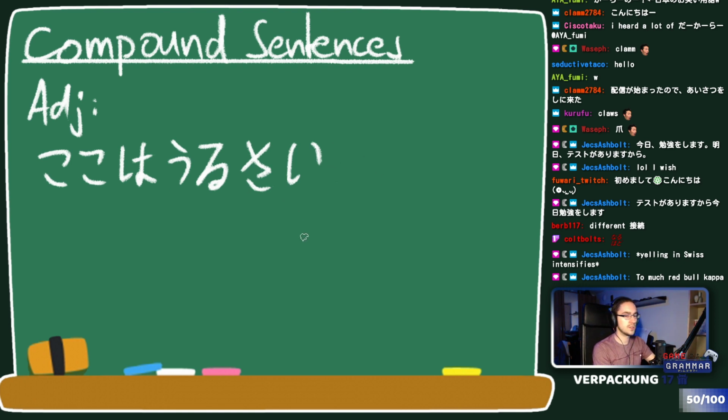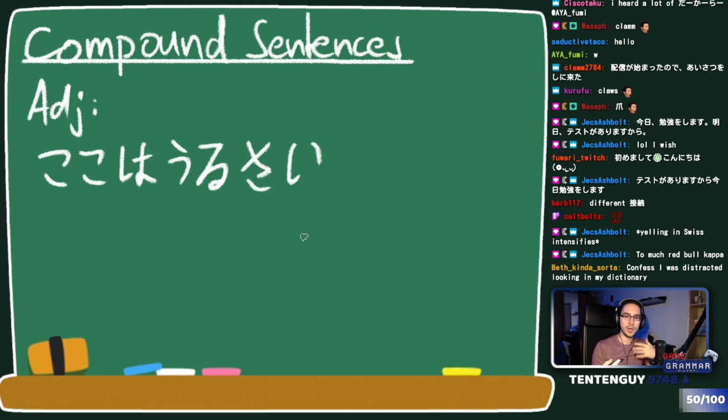Koko wa urusai. So this is how I encourage you to think about these things, is you have two disconnected sentences, at least when you first get started. Of course, as you confess, I was distracted by looking in my dictionary. Don't worry too much about it. We'll talk in very detail about just this one sentence as we move on. So this is how I encourage you maybe to think about it when you get started, is you have these two disconnected clauses.